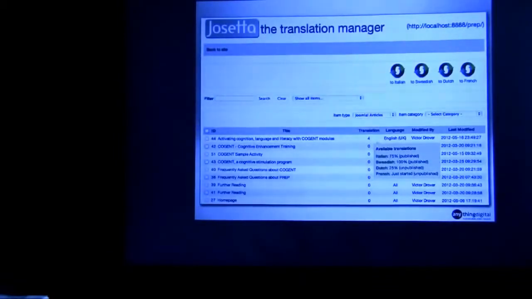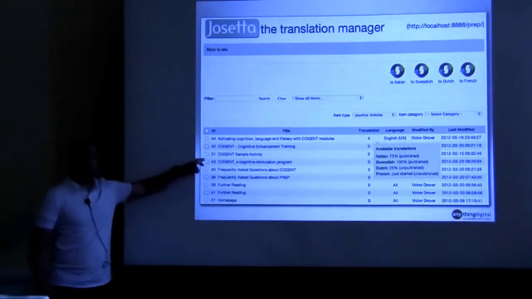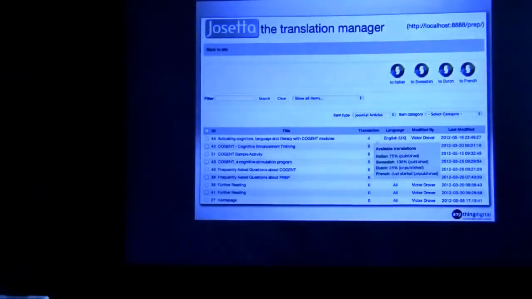So what happened is when you are in your translation manager, you say, okay, I wanted to translate this article, you click it, and when you do it, it makes that association for you. That's what it does. It creates a new article in the language you specified and links them together. That's the point of Josetta, really, because Joomla doesn't do that. It makes it very difficult for you to do that. Okay?